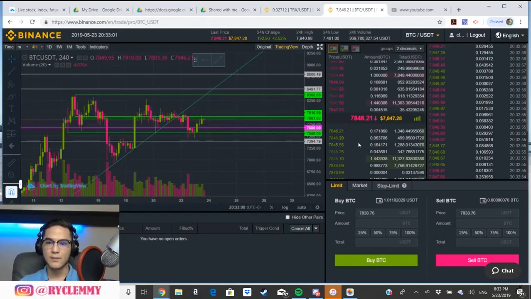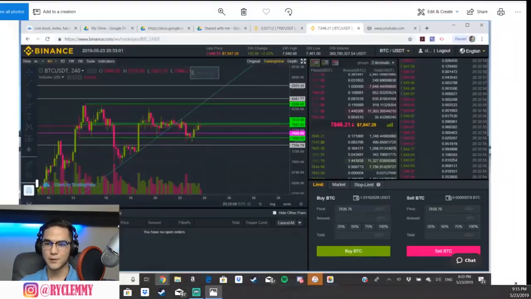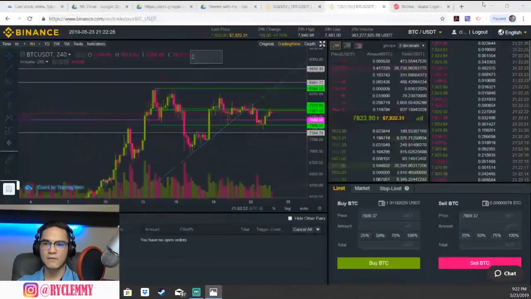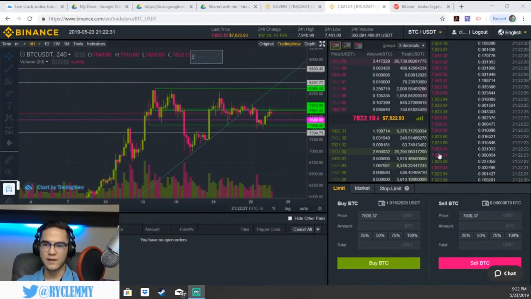Okay, so now we need to talk about orders and how to actually place an order. So if we hop back into the actual live Binance here, you can see that this order chart is moving. So these are the orders that are getting filled, that are actually going through. And then again, you have your ask and your bid prices here.